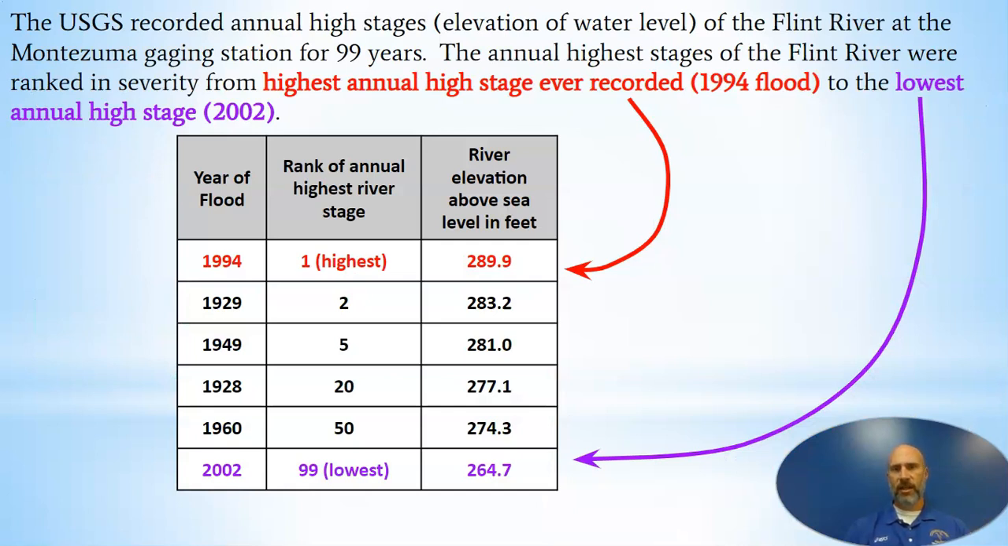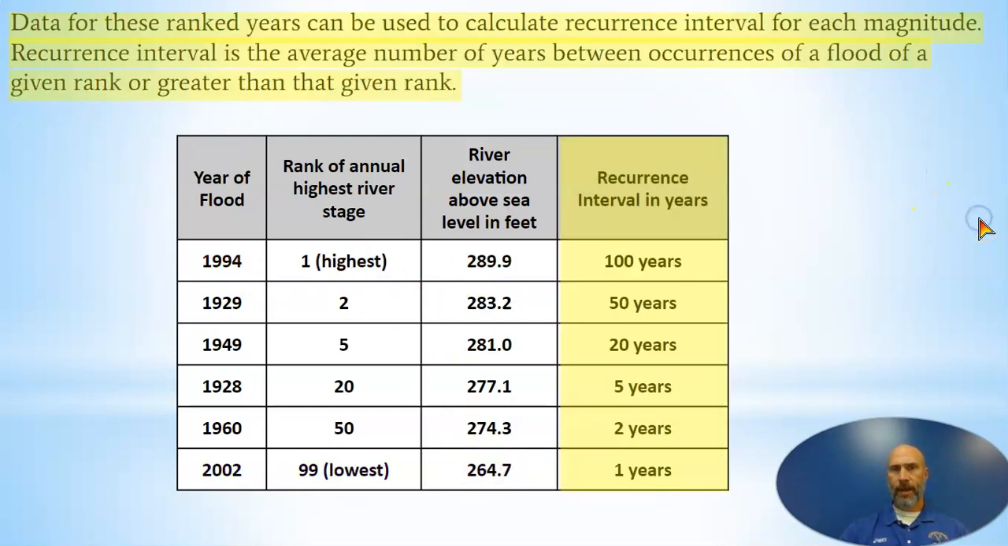Now, what the USGS does is they looked at, for example, the Flint River, and they do this for lots of rivers, is they monitor every year how high the river gets, and they record when it was the highest. And you can see here the highest this river in Georgia ever got was 290 feet above sea level, and that happened in 1994. That's the highest it ever was in 100 years. The lowest was 264. Now, if you take that, and they just kind of rank it out, and they see, well, how often do those floods happen?